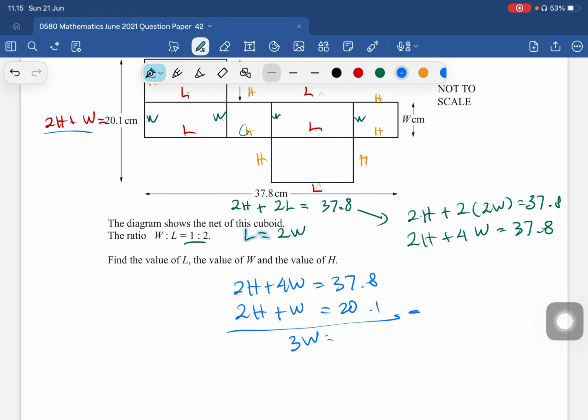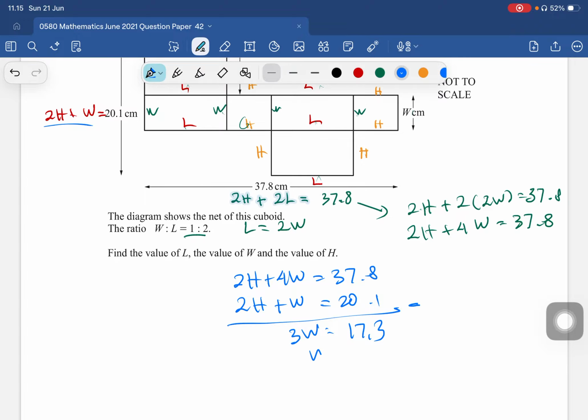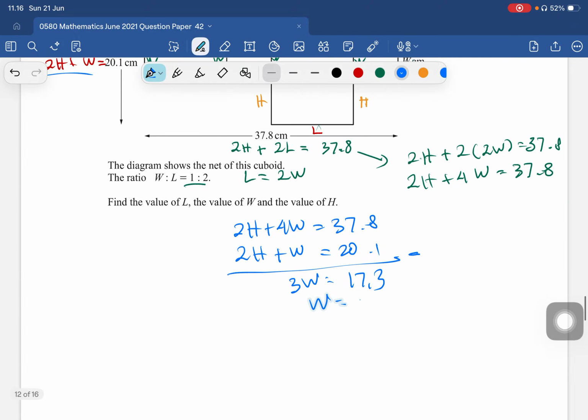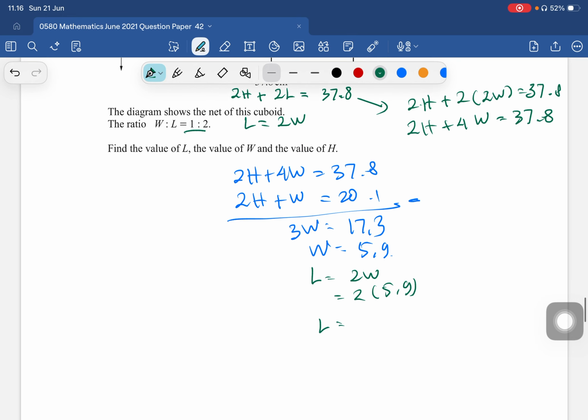We subtract it by 20.1, so you got 17.3. So the 3W is 17.3. We divide by 3, which equal to 5.9. So L equal to 2W. So 2 multiplied by 5.9, so we got L equal to 11.8.